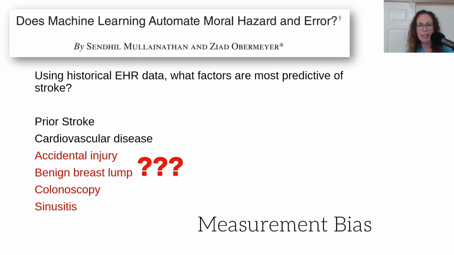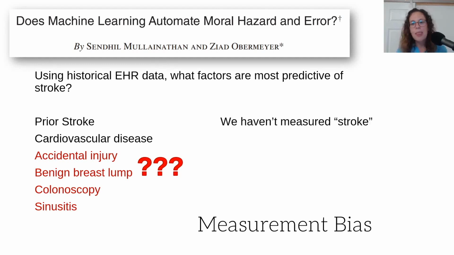So a lot of factors, and basically people that utilize healthcare a lot will go to a doctor when they have sinusitis, and they will also go in when they're having a stroke. And people that do not utilize healthcare much are probably not going to go in possibly for either.